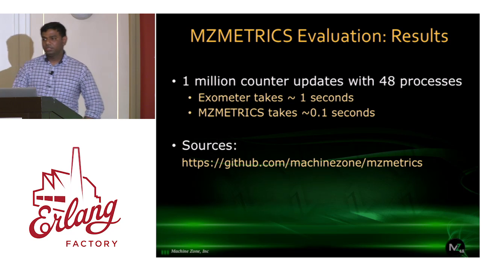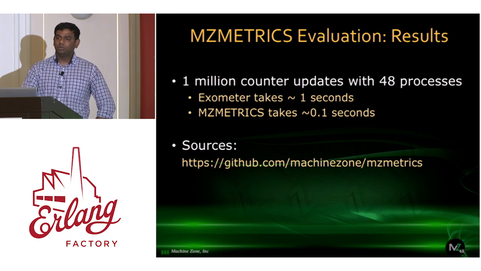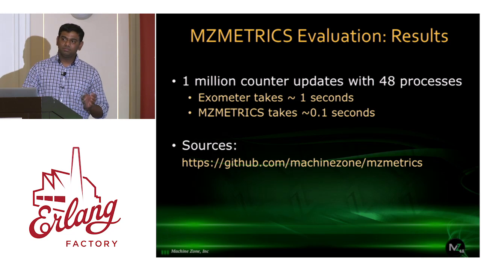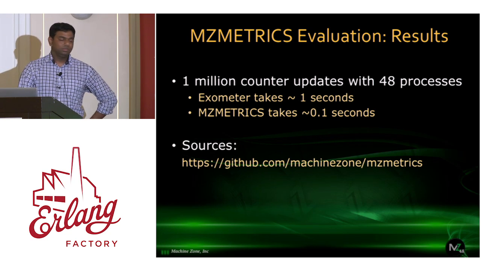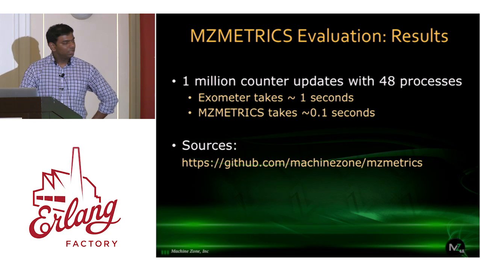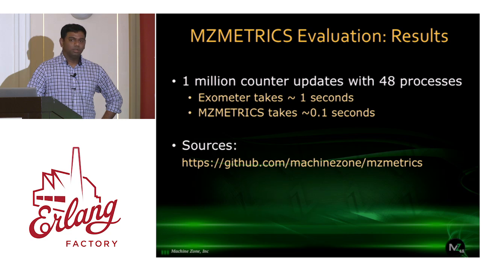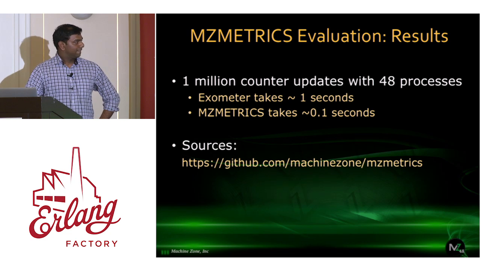Now, to put that in perspective, if you think of a system with 48 CPUs, Exometer almost uses one whole CPU just to update counters if there are 1 million counter updates on the system. But with our new library, we almost free up that CPU. We have pushed our source code at github.com/machinezone/MZMETRICS.